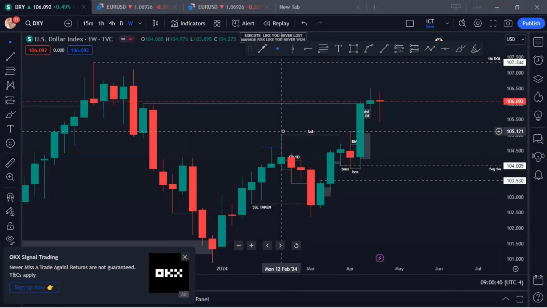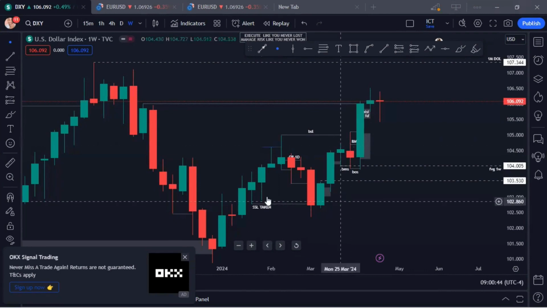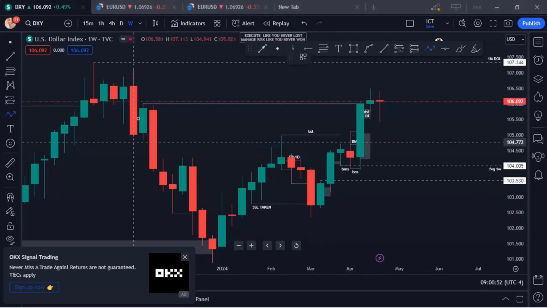So guys, welcome back to the chart. This is the XY, the weekly time frame right here. You can see price moves majorly based on liquidity, from internal liquidity to external liquidity and vice versa. You can see that right here.